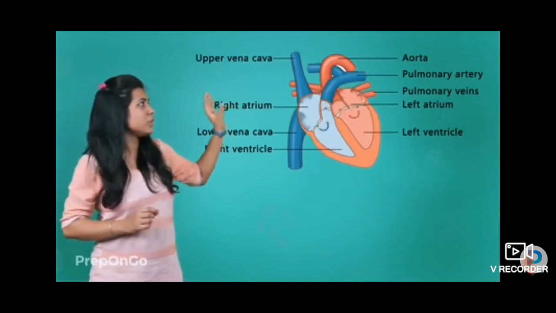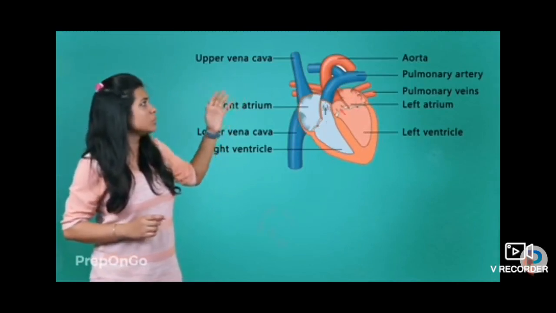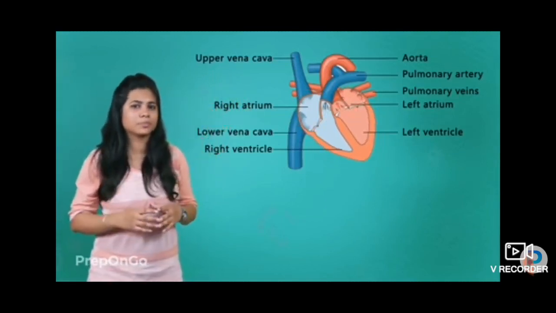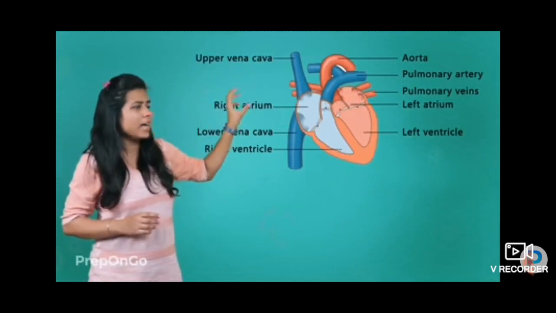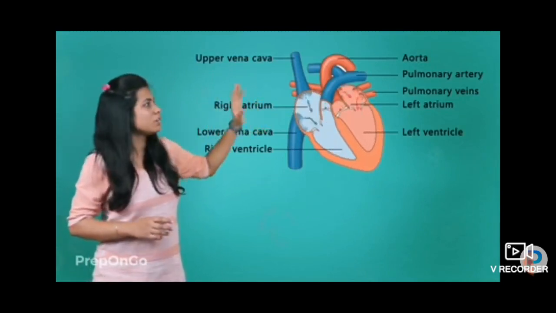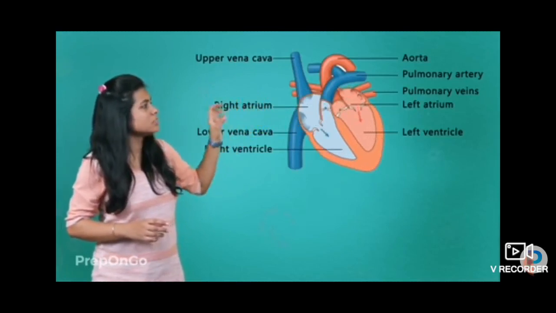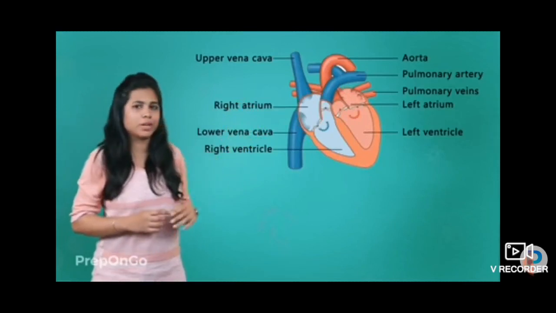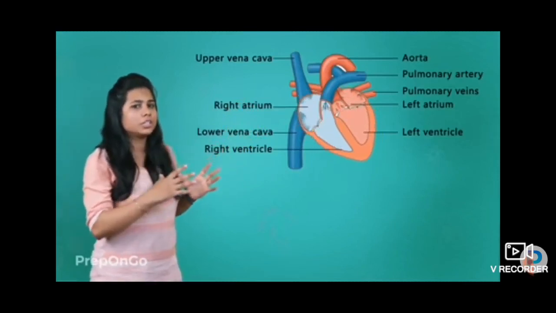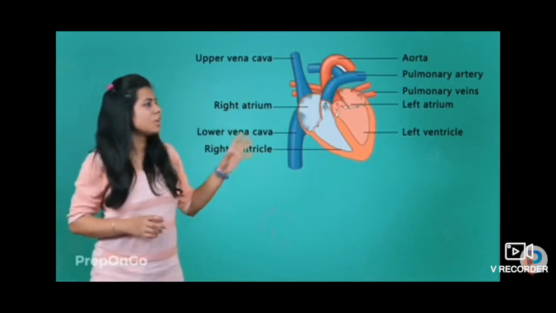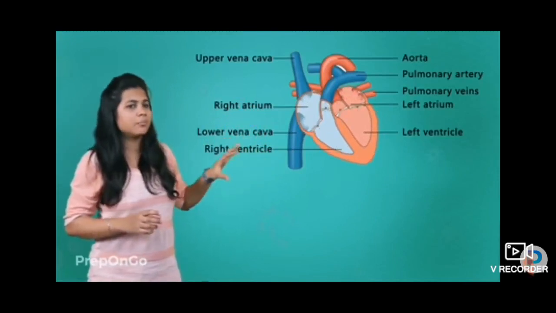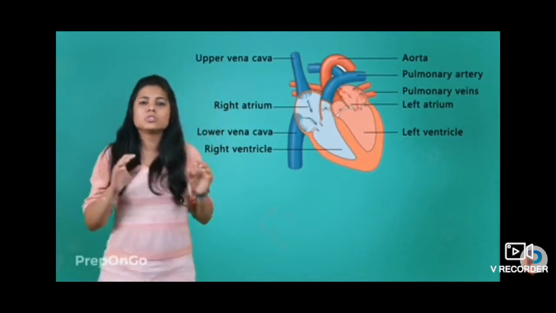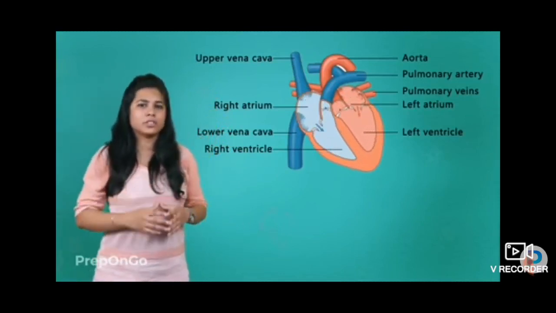Now, this oxygen-rich blood enters through the pulmonary veins to the left atrium. At that time, the left atrium is relaxed. Now, the oxygen-rich blood has reached the left atrium. Now, the left atrium contracts and the left ventricle is relaxed. So, the blood is transferred into the left ventricle. Now, the oxygen-rich blood is in the left ventricle. Now, the left ventricle contracts and pumps out the oxygen-rich blood through the aorta to all parts of the body. So, we have seen how the heart functions.